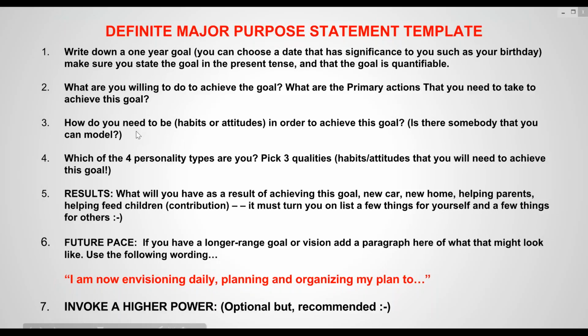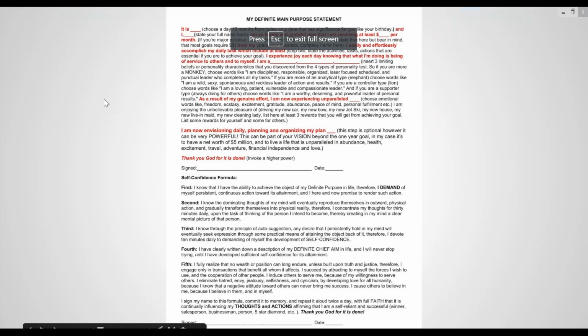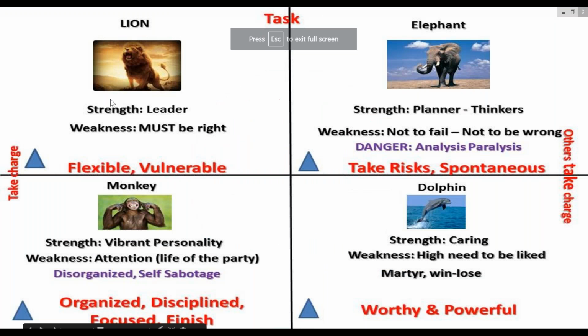So copying anybody else's statement ain't going to work, because one of the things that we do is we focus on your personality type. So what we want to know is, what is your personality? Because your personality type determines your strengths or weaknesses. So one of the things that you must do is determine what these strengths and weaknesses are.